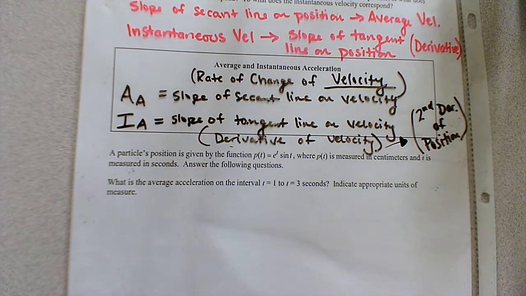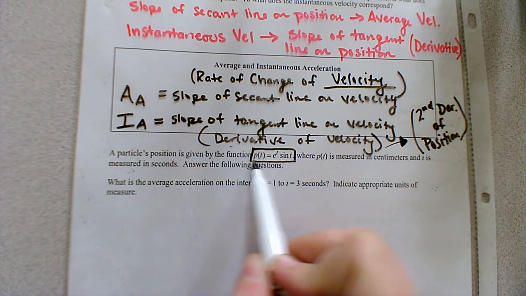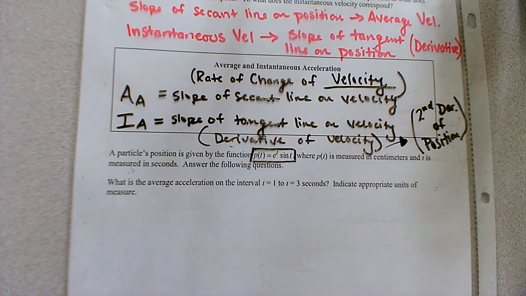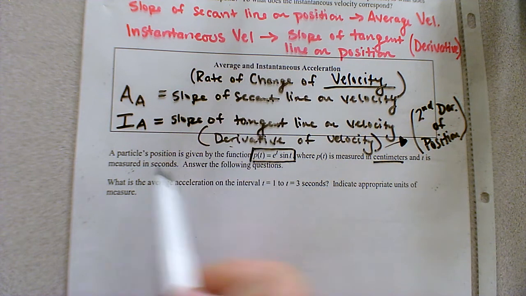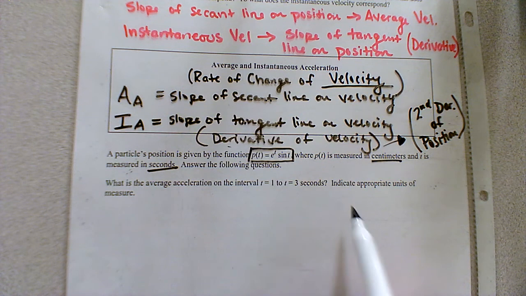So let's take a look at an example. A particle motion is given by this function. This actually happens to be the same function we had on the previous example. Same units, centimeters and seconds. What is the average acceleration on this interval?